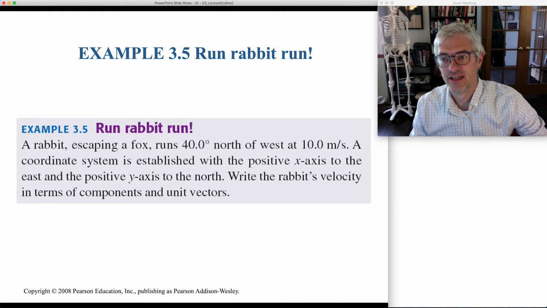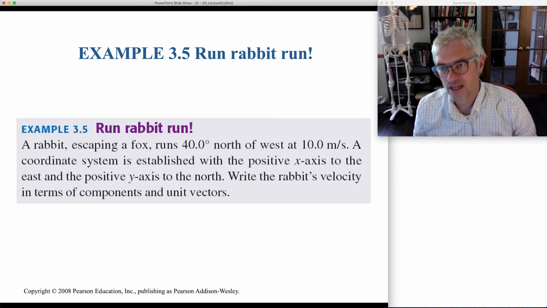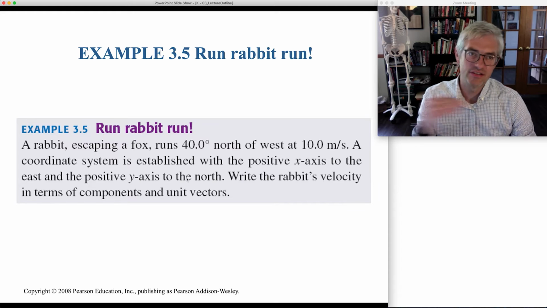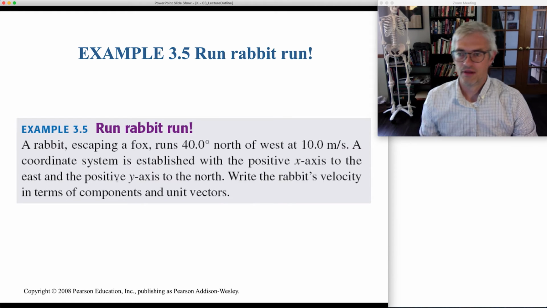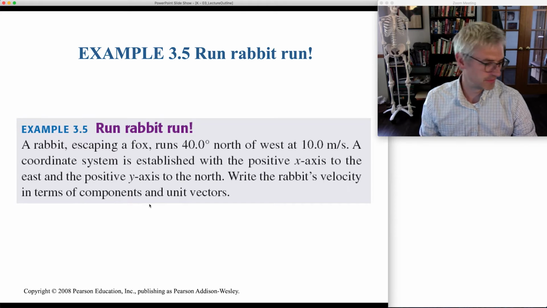Let's look at an example here. I've got a rabbit run problem. The rabbit's escaping a fox. It runs 40 degrees north of west at 10 meters per second. The coordinate system is established with the positive x-axis to the east and positive y-axis north. Write the rabbit's velocity in terms of its components.